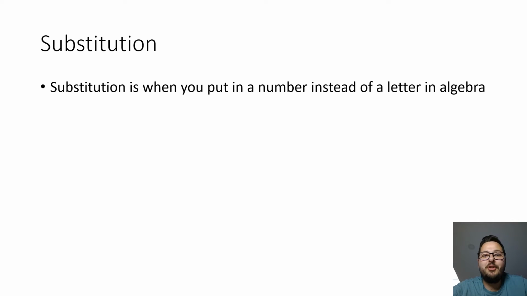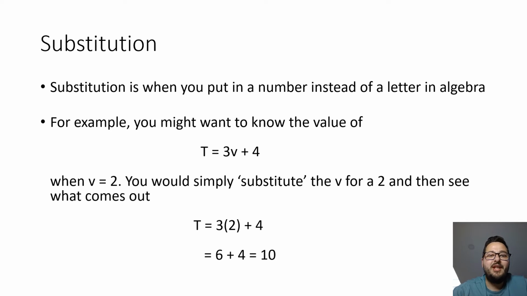So substitution is when you put in a number instead of a letter in algebra. For example, you might want to know the value of t equals 3v plus 4 when v is 2. And you would simply substitute the v for a 2 and then see what comes out. So instead of v, we've got 3 times 2 plus 4. Then 3 times 2 is 6, and 6 plus 4 is 10.